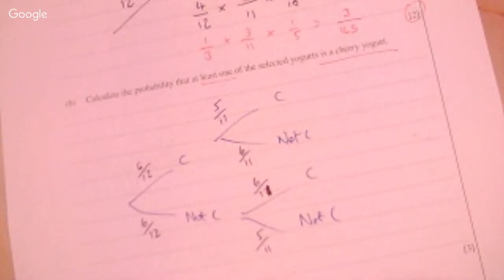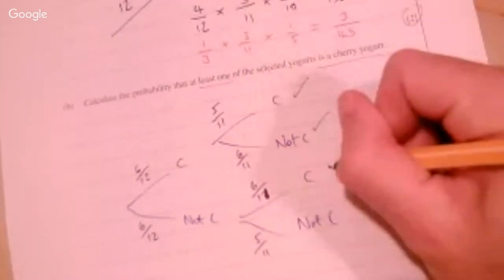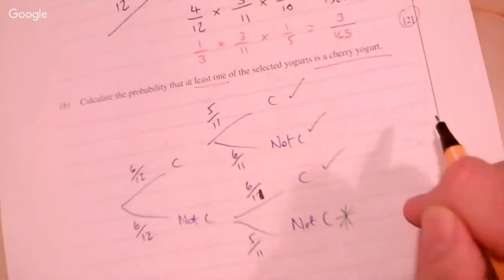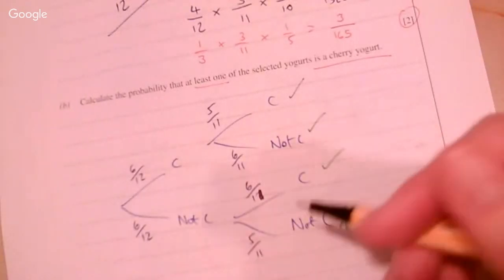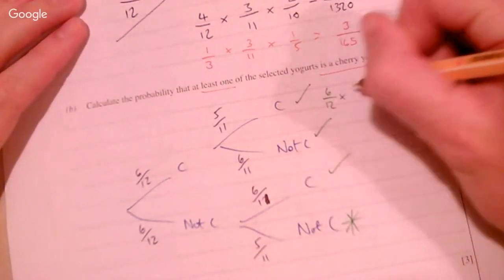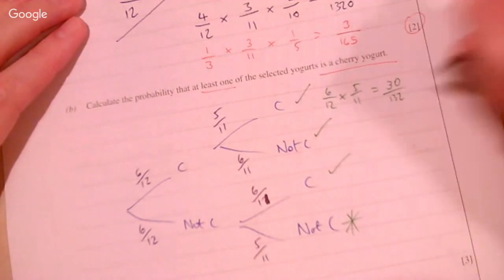Okay, so there's two ways I can do this. I'm going to go for the obvious way rather than the sort of trick way. The trick way is to say, well, I'm interested in at least one, so I'm interested in this one here, here, and here. This is what I'm not interested in. So, well, if I know all probabilities add to 1, so if I find that one, whatever that one is, take away from 1, it'll tell me what the final answer is, but I'm going to do the more intuitive way. So 6 out of 12 times 5 out of 11 will give me 30 out of 132.